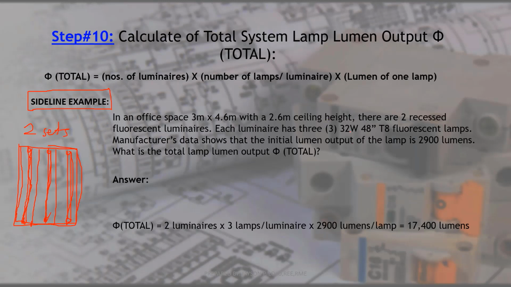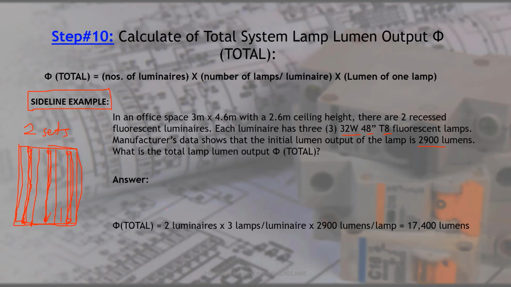So 3 32 watts, so each lamp, each fluorescent is 32 watts, 48 inches long, and it is specified as T8. Manufacturer's data shows that the initial lumen output, when you first buy it, is 2,900 lumens initial. The question is, what will be the total lamp lumen output, the flux total?